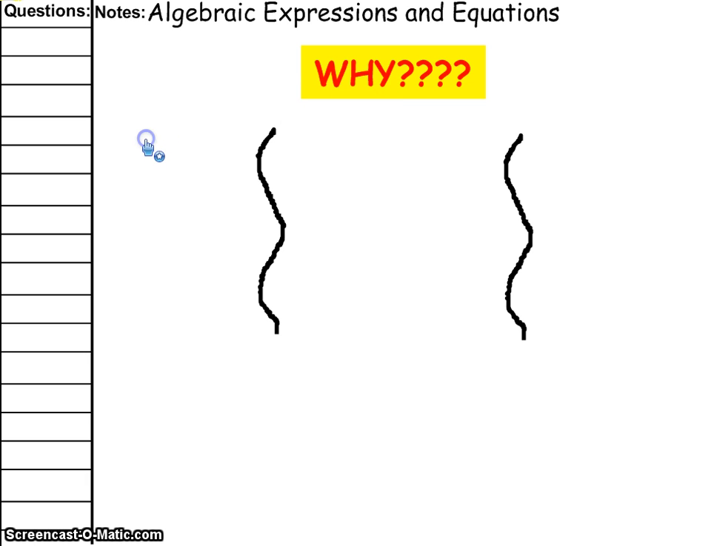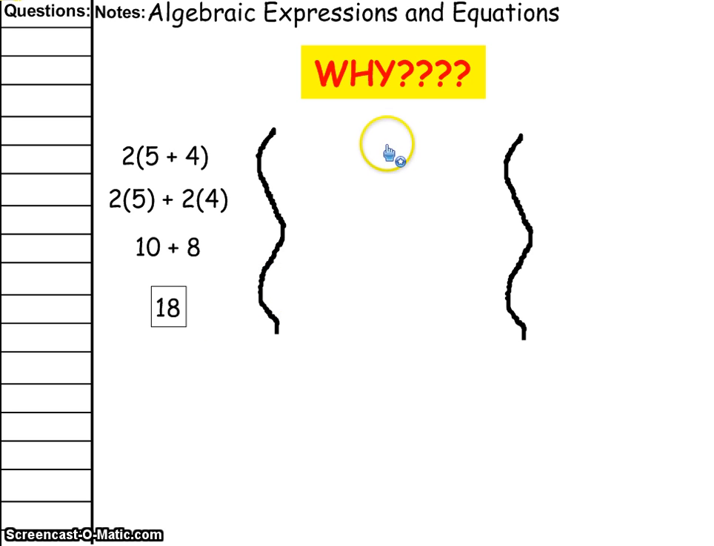So earlier, we talked about a problem that looks similar to this. You have all numbers, you distribute the 2 to the 5 and the 2 to the 4, you multiply and you add the products together, and you get your answer 18. Very simple. Here's another way to look at the numerical side of it. You're basically saying you're going to multiply 2 plus 4 2 times.